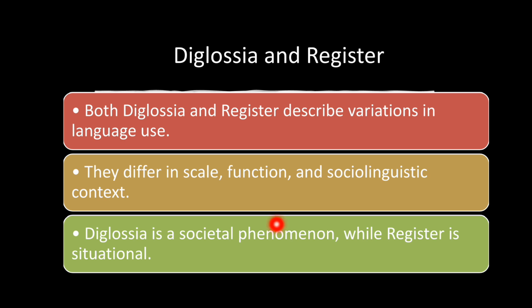That is very important. If someone asks you how you can differentiate between register and diglossia, you can say diglossia is a societal phenomenon: two distinct varieties of the same language but quite different. One is called the high variety, used in formal settings, and one is called the low variety. While register is situational, right? Variation in the language exists, but not that much. There is only the level of formality, the tone and choice of words. They change according to the situation.